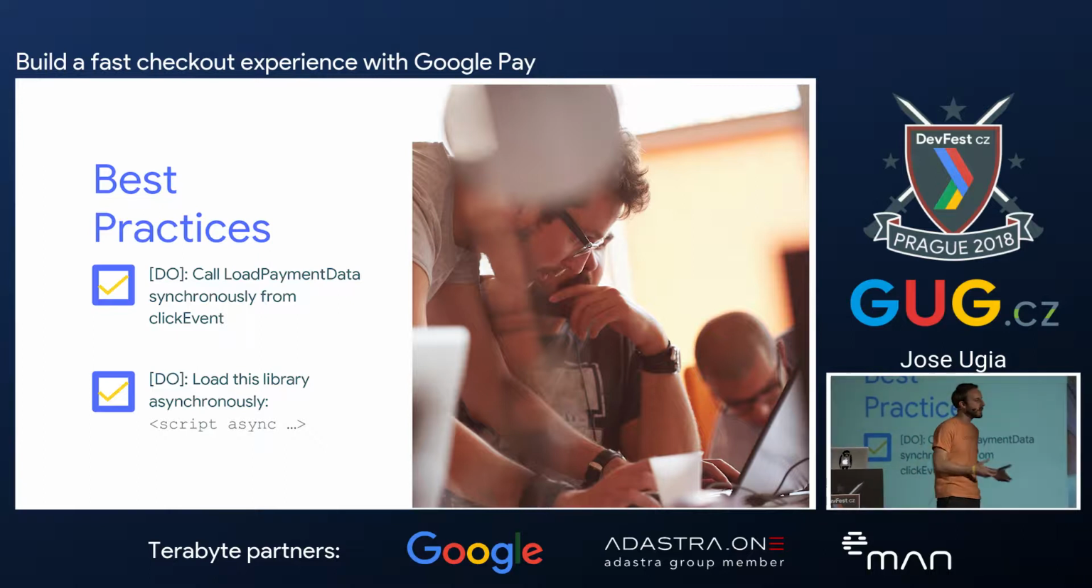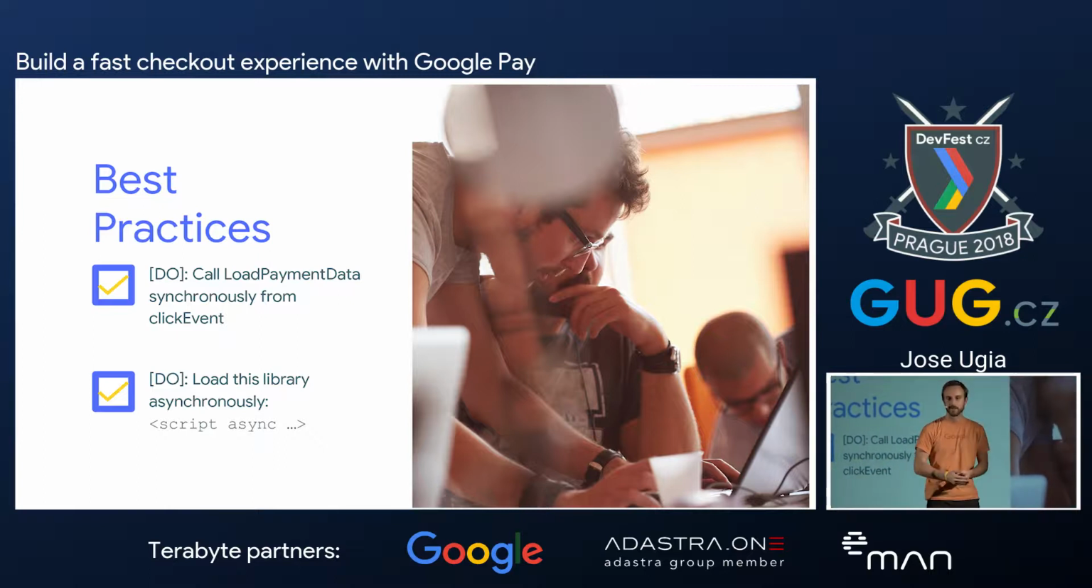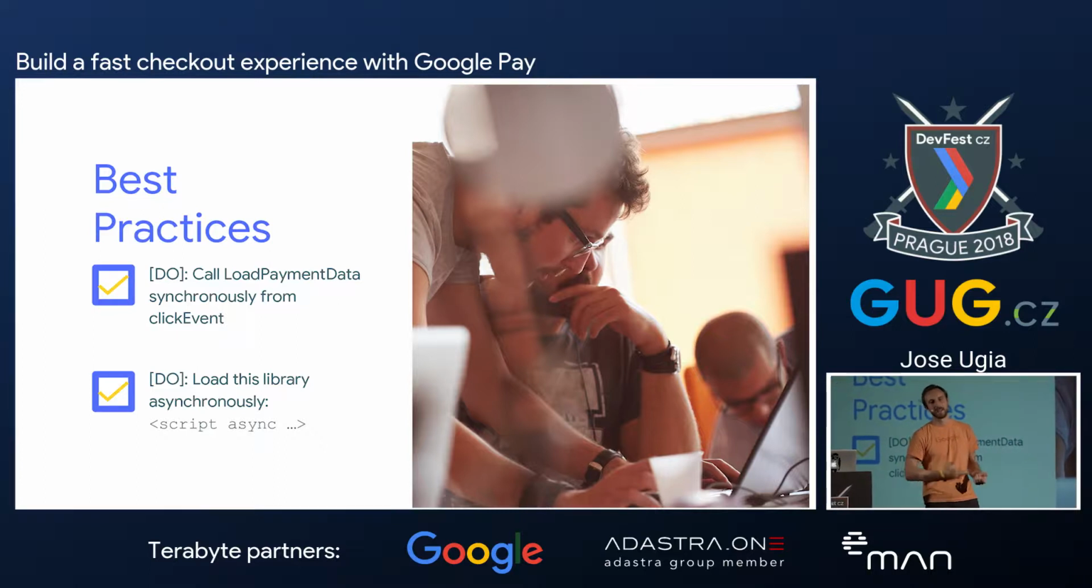Because if we call this in the background, or not as a response of a user action, it might be that this gets blocked by pop-up blockers, right? One of our versions of the API is still loading a pop-up for the user to select the preferred form of payment, right? If you do this in an asynchronous way, it might be that the pop-up gets blocked. So that's something to remember.